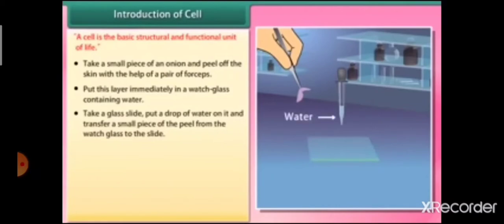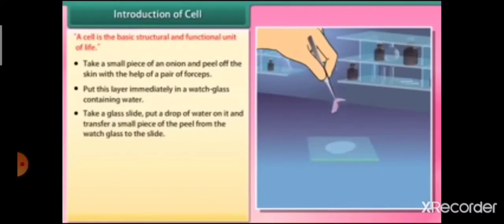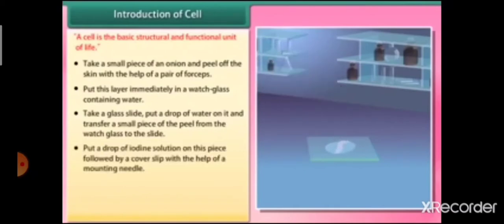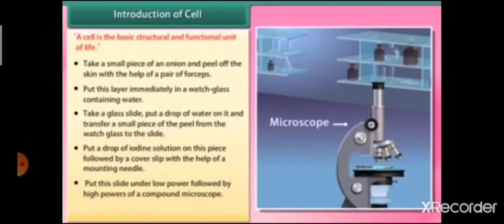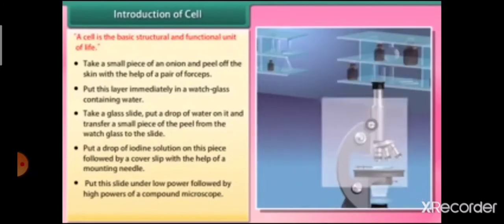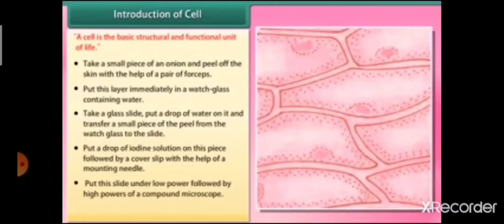Take a glass slide, put a drop of water on it and transfer a small piece of peel from the watch glass to the slide. Now put a drop of iodine solution on this piece, followed by a cover slip with the help of the mounting needle. Put this slide under low power followed by high power of a compound microscope. All these structures are similar to each other.